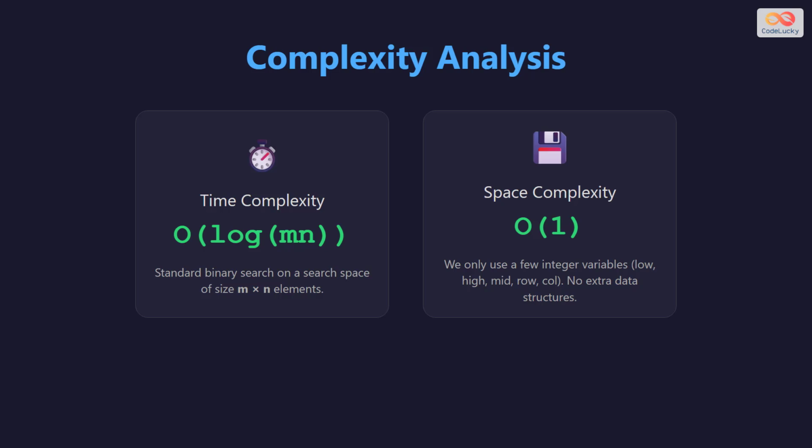For the complexity analysis, the time complexity is O(log(m times n)), because we are performing a binary search over the total number of elements. The space complexity is O(1), as we are only storing a few variables for indices and not allocating any new data structures.